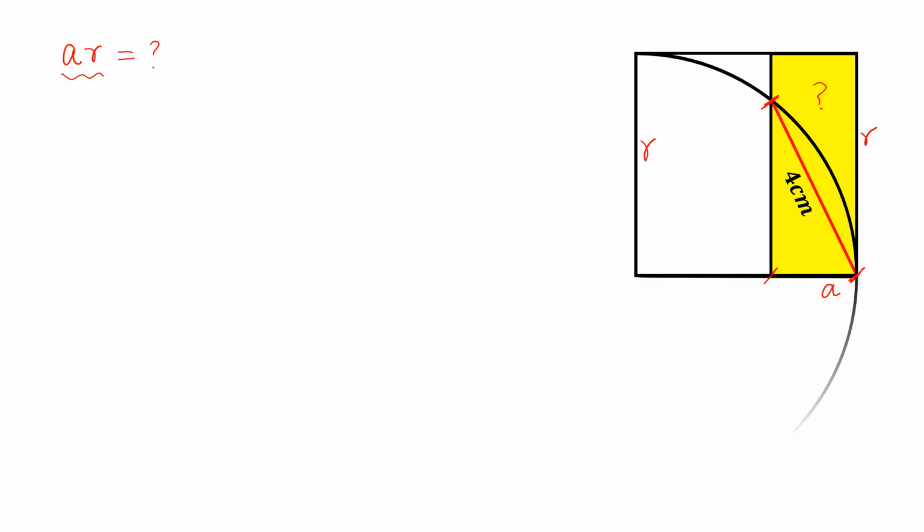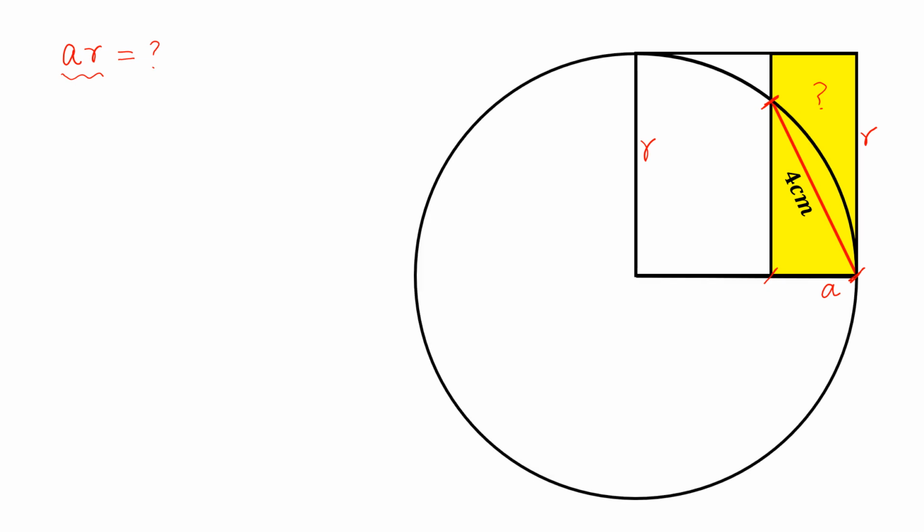First we extend this circle and then extend these two lines. Let this length be b. From here to here this length is b, then this length will be also b. This is the radius of this quarter circle and this length will be r minus a.